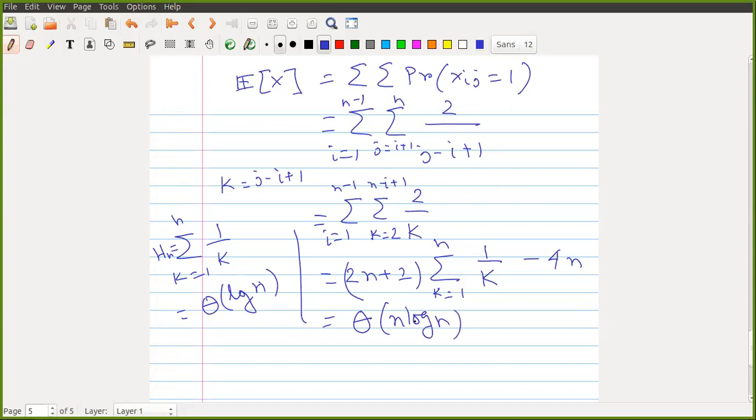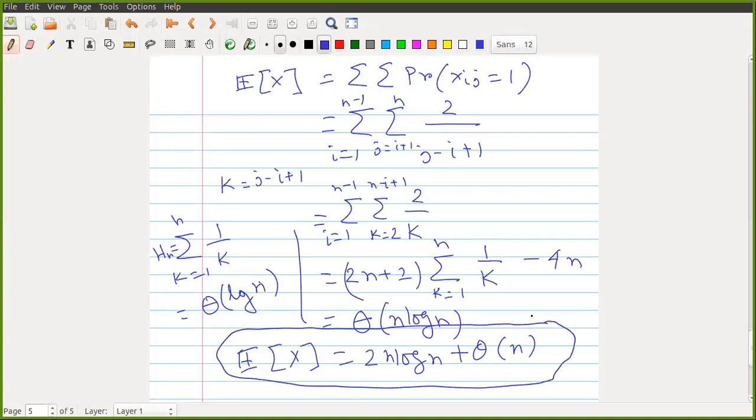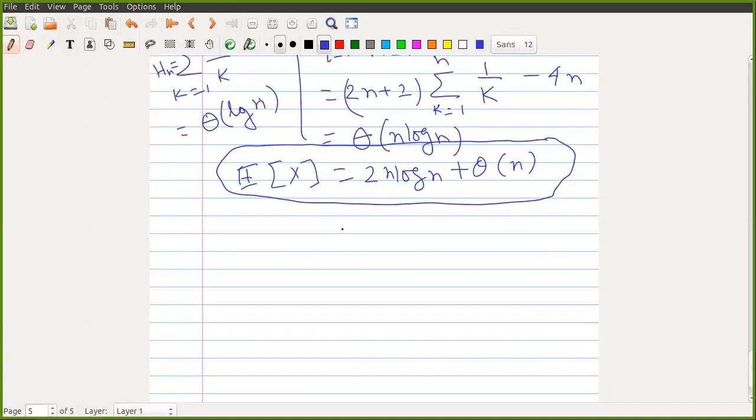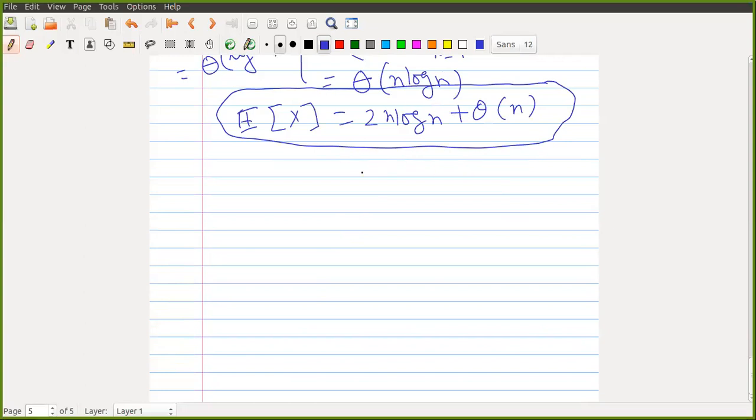Okay, so the expected number of comparisons will be something like 2n log n plus some theta of n. Since n log n is the expectation, if something exists on expectation, then there exists one with that property. There exists some choice of random pivots such that we obtain an algorithm whose complexity is n log n.